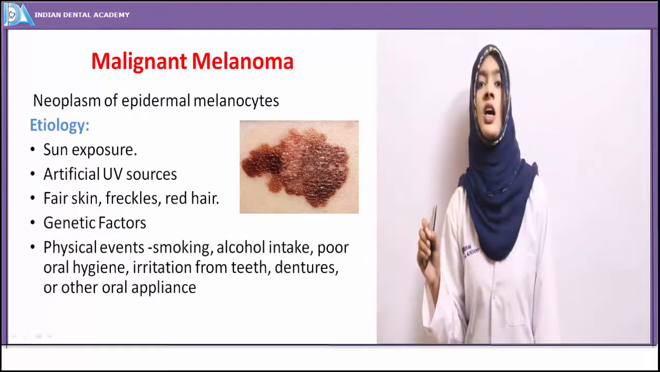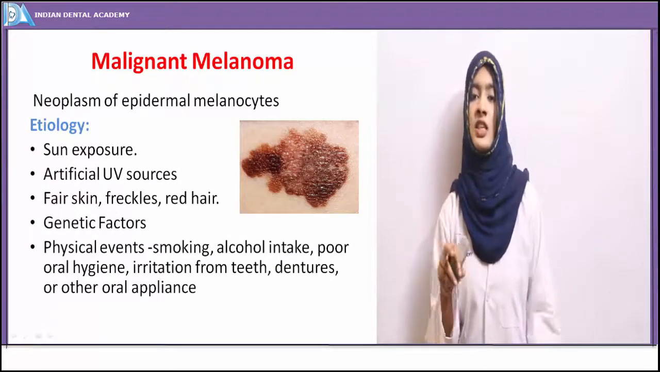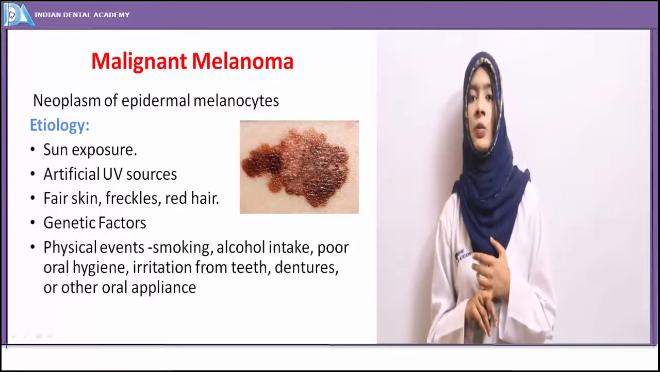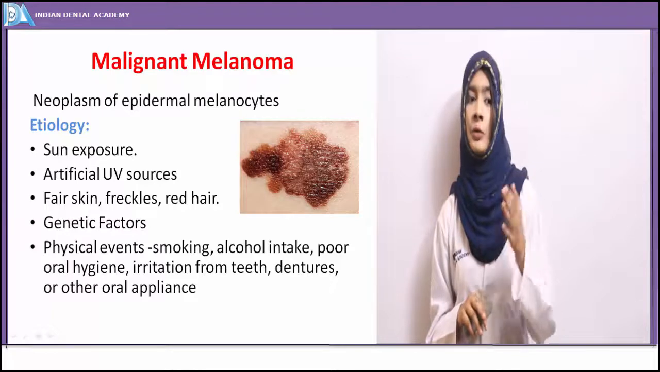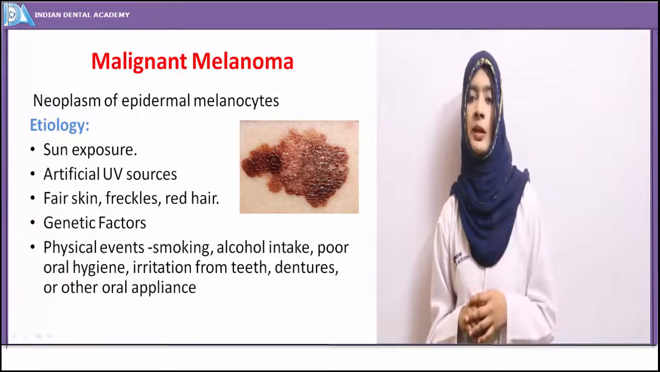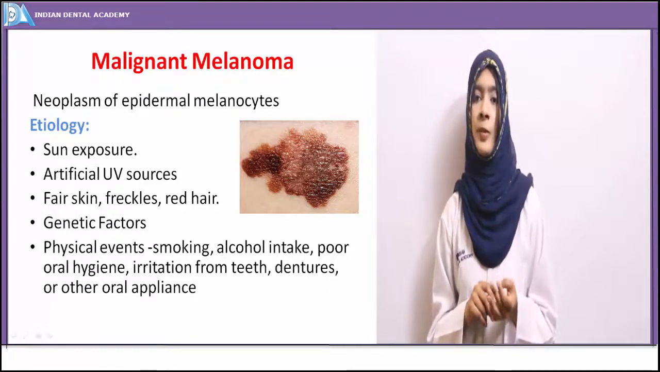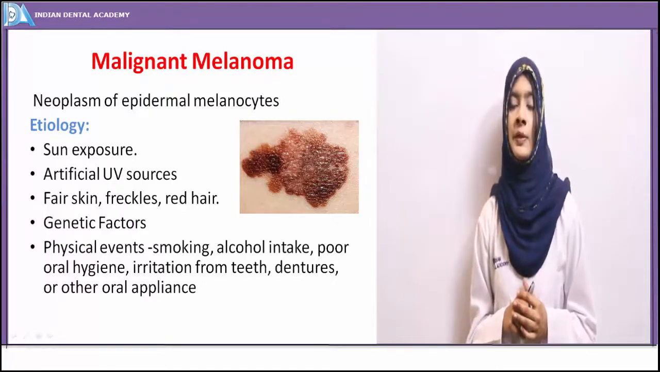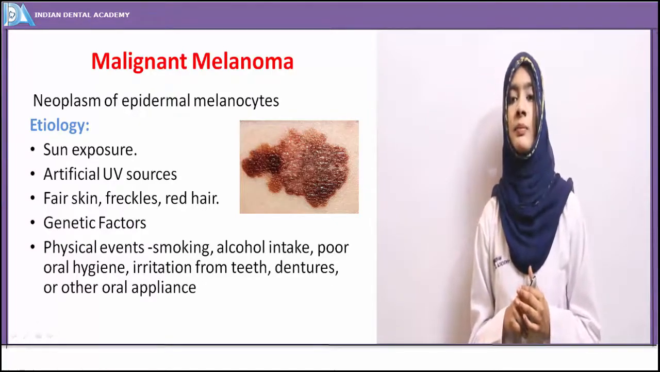Treatment again for verrucous carcinoma includes surgical excision along with radiation therapy if required. Chemotherapy, the patient is put on chemotherapy to ensure complete remission of the tumor. Now we'll see the other commonest malignant epithelial neoplasm. That is malignant melanoma.